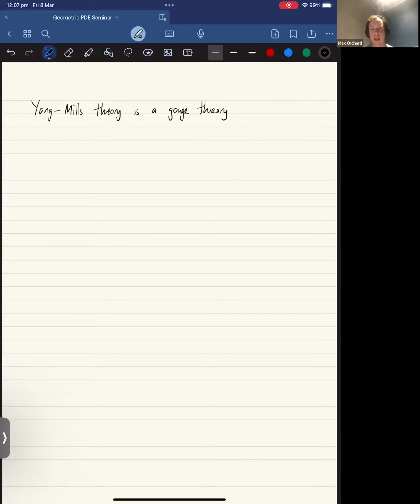Now, a gauge theory is a field theory, and a field is in the physics sense of a field. So basically, a field assigns to every point in some sort of space-time, you could think of it like that, every point in space-time, some object from a collection of objects.